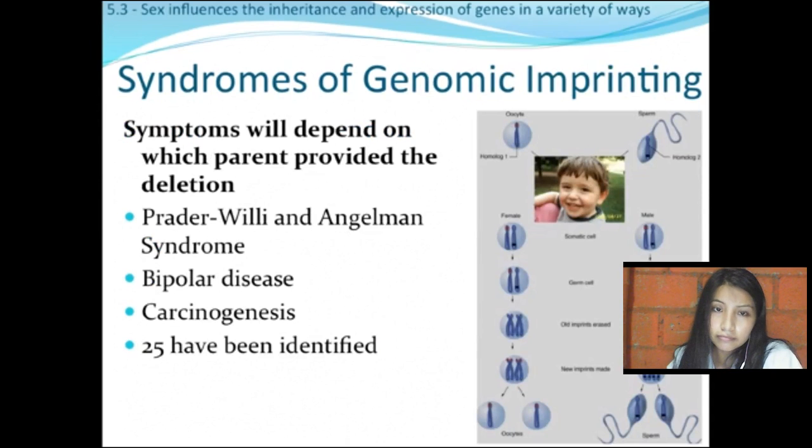Some other syndromes that are really starting to trace back to being the result of genomic imprinting include bipolar disease, carcinogenesis, and a slew of others. So there's about 25 total syndromes that have been isolated to genomic imprinting.